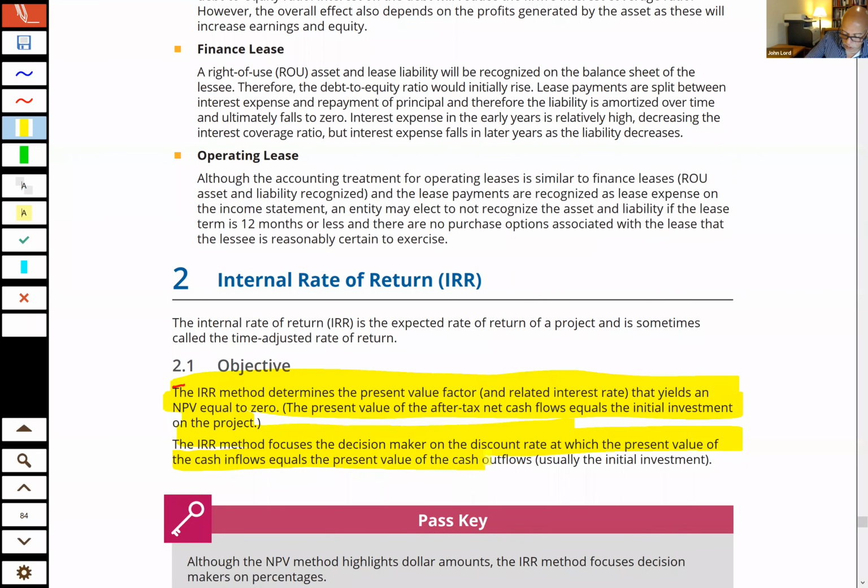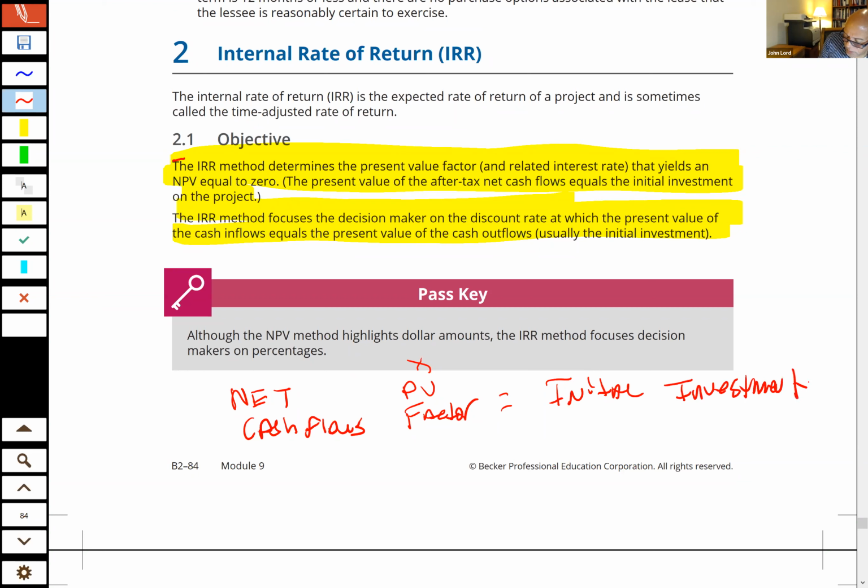So what happens? What they're basically saying is that if you take the net cash flows, and you multiply those by some present value factor that equals the initial investment, that is the same as saying what? The present value of my cash flows equals the initial investment. That's basically saying that the net present value equals 0.